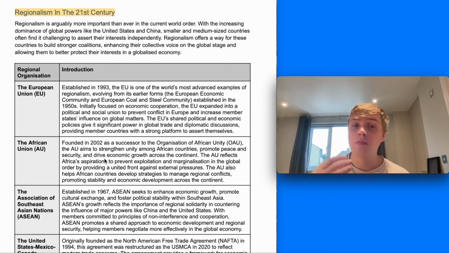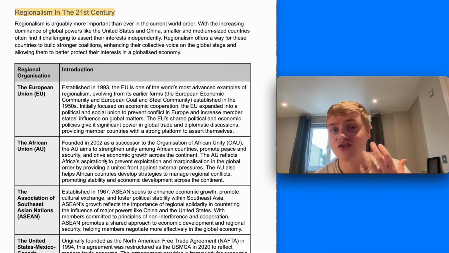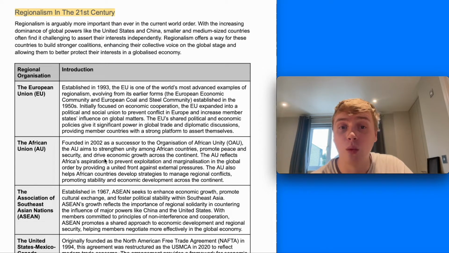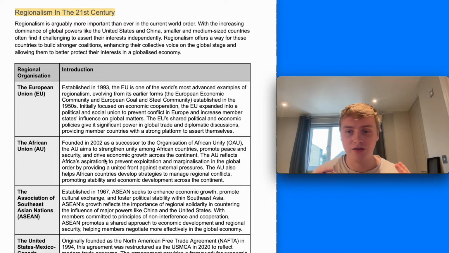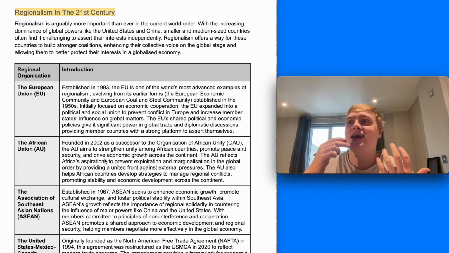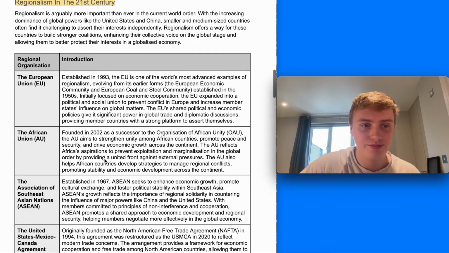Regionalism is arguably more important than it's ever been in the current world order. So the increasing dominance of global powers like the US and China means that smaller and medium-sized countries often find it challenging to project, assert and protect their interests on the world stage. And regionalism offers a way for these countries to build stronger coalitions, enhance their collective voice on the global stage, and therefore protect their interests better in the globalised economy. Because if you put their economies together, they have a much bigger economy to have influence within global trade negotiations and therefore protect their interests.